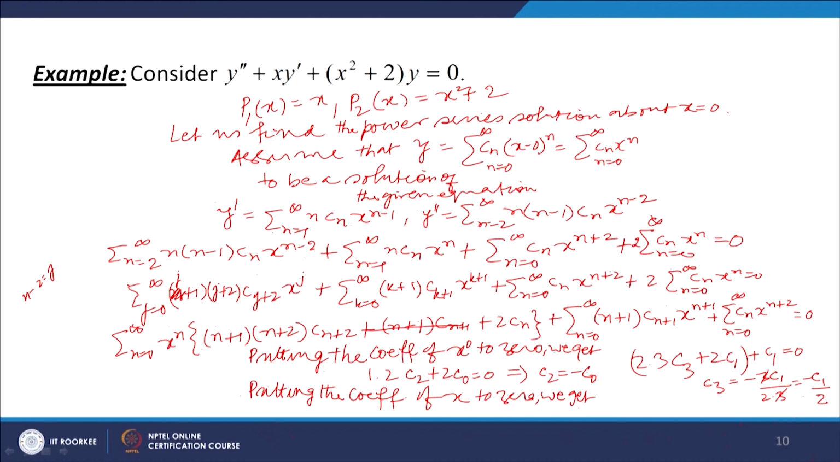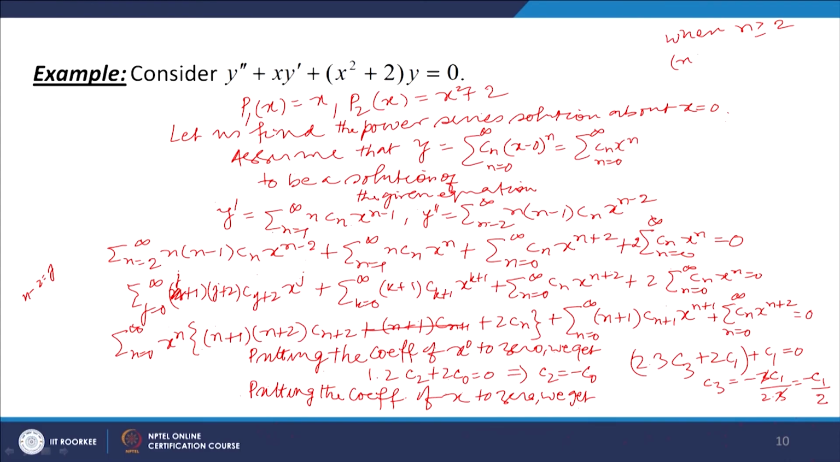Now, we go to the next higher power of x, that is x square, that is x to the power 2. So taking n equal to 2 now, what we get? All terms now will give the contribution when n takes values greater than or equal to 2. So when n is greater than or equal to 2, let us see what we get. Here the coefficient of x to the power n we are having.